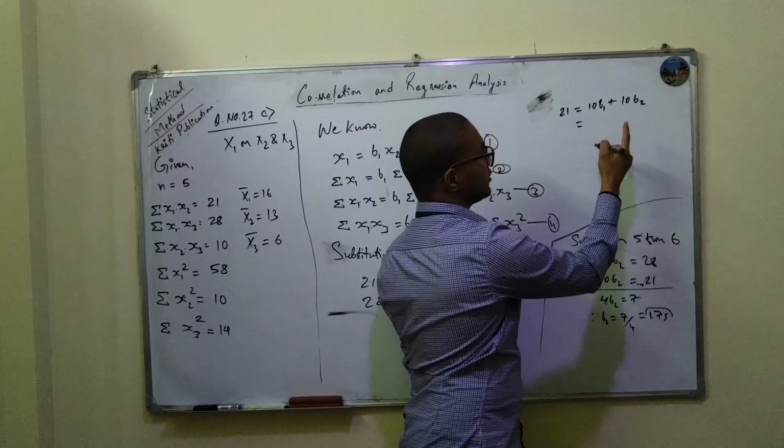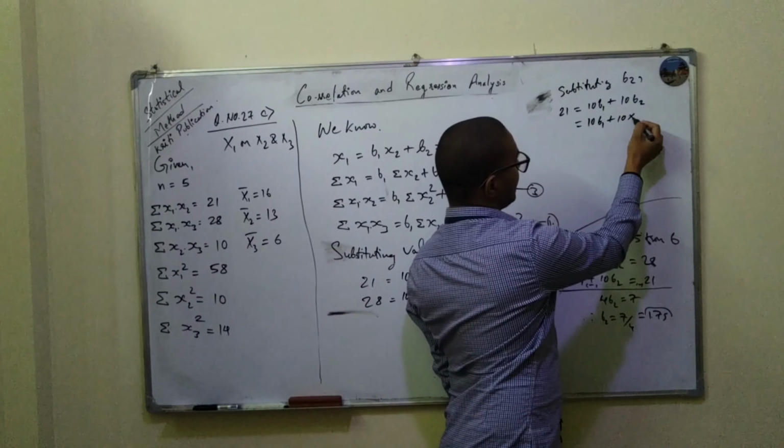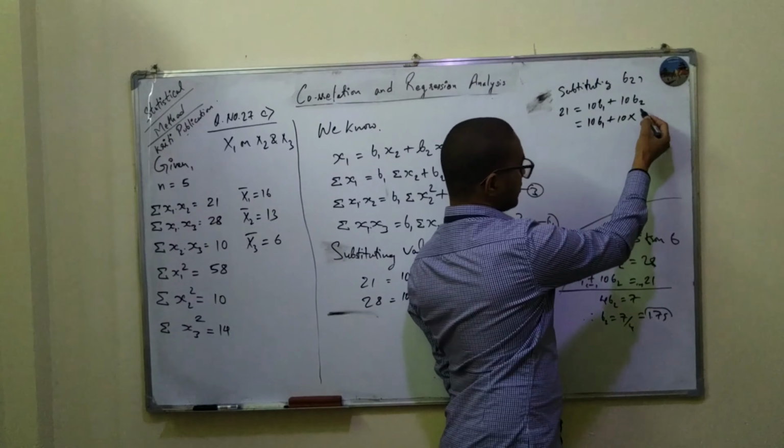Substituting b2. So 10 b1 plus 10 into 1.75 equals 21. Or 10 b1 is equal to 21 minus, how much would this be? 1.75 into 10, I think it would be 17.5. Yep, 17.5.